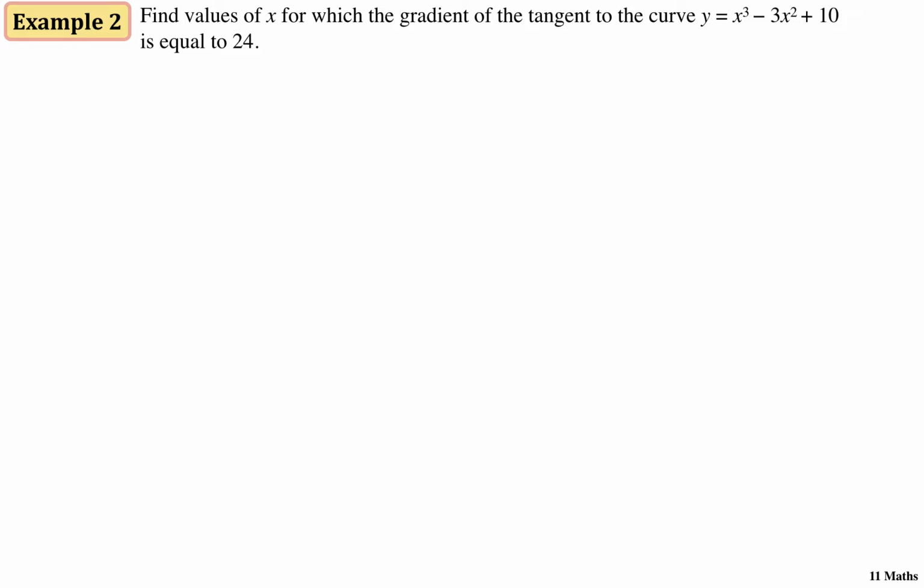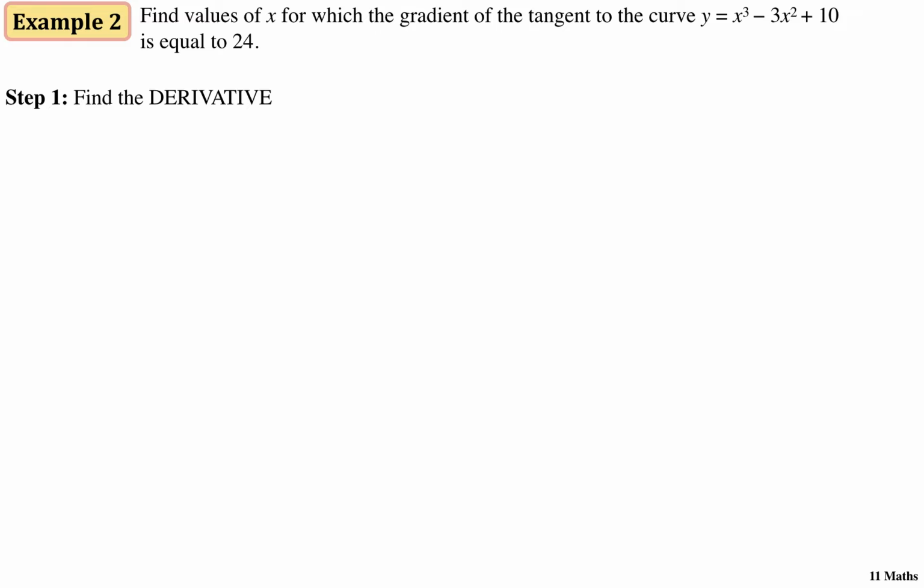Let's try the second one. Find the values of x for which the gradient of the tangent to our curve is equal to 24. This is a little bit different, because this question tells us that the gradient is 24. It's not asking us to find the gradient at the point where x equals 24. It's telling us the gradient is 24. So we know what the derivative equals, but first we need to find the derivative in terms of x.